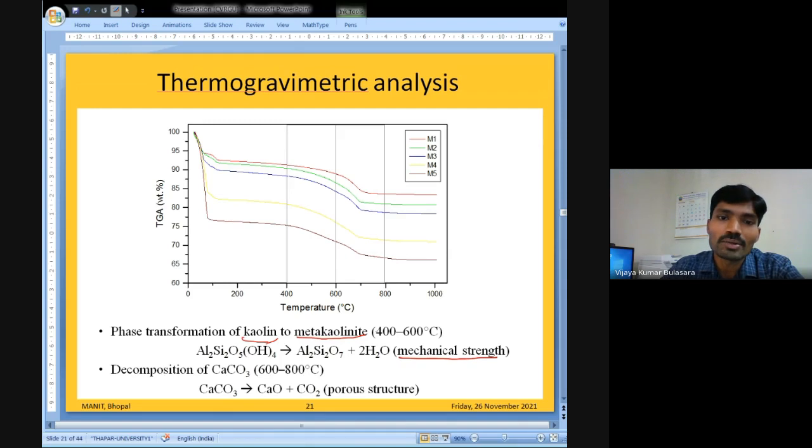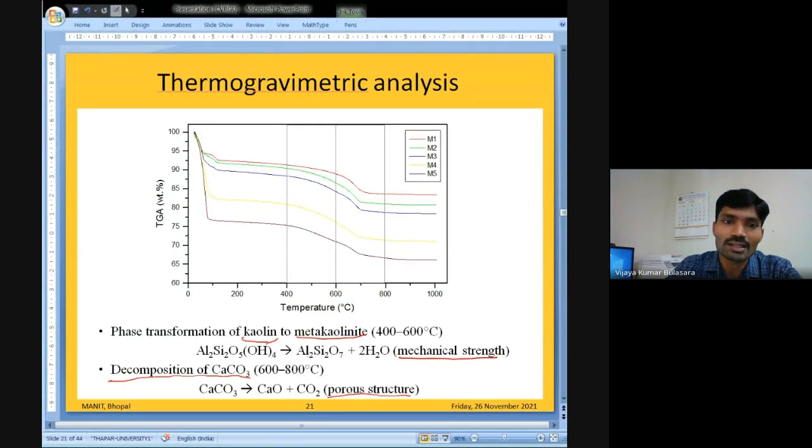Up to 1000 degrees centigrade, no other major transformation is noticed, but between 600 and 800 degrees centigrade, there is another step, a major weight loss. That is because of the decomposition of the pore forming agent, CaCO3, calcium carbonate. Calcium carbonate decomposes into CaO and CO2. The release of CO2 gas bubbles during the sintering, due to the decomposition of calcium carbonate, the pore forming agent, imparts a porous structure to the membrane matrix.